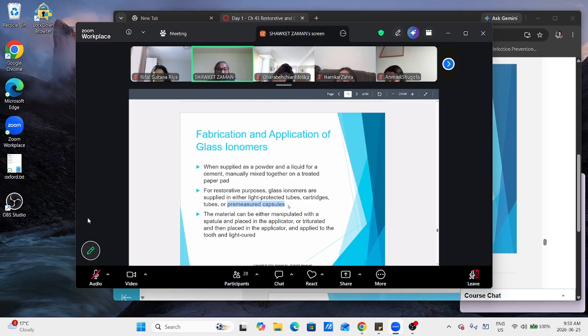So that's why the restorative procedures, the glass ionomers are supplied in different ways. They come in light-protected tubes or cartridges, as well as pre-measured capsules. The material can be either manipulated with a spatula and placed in the applicators, or triturated and then placed in the applicators, and then applied.